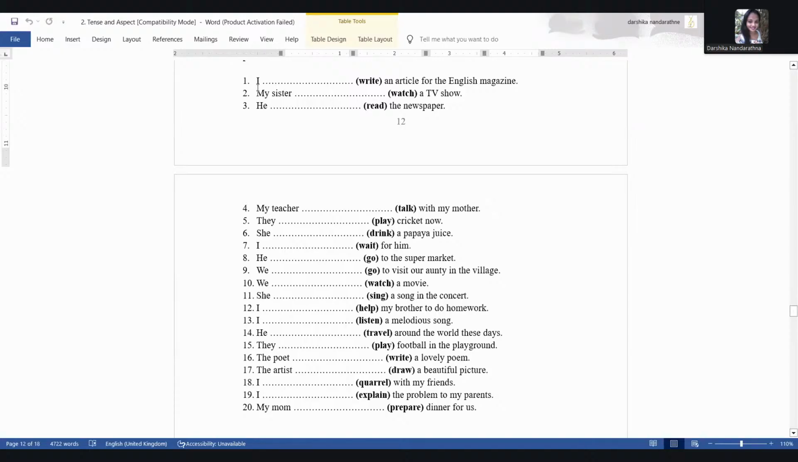Observe the subject very carefully and decide on the correct auxiliary verb, and after that use the correct form of the main verb. Look at the subject and decide the suitable helping verb, the suitable auxiliary verb, am, is, or are, whichever it is. Then use the ing form of the main verb. Okay? Okay, shall we do this activity quickly?